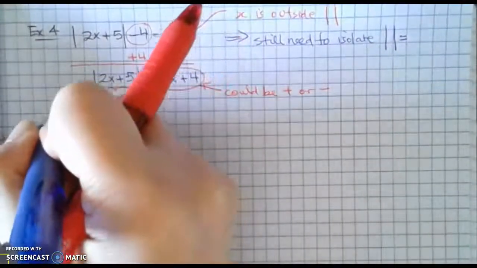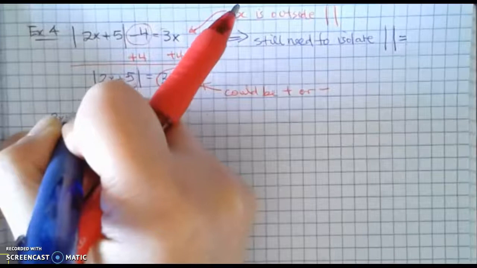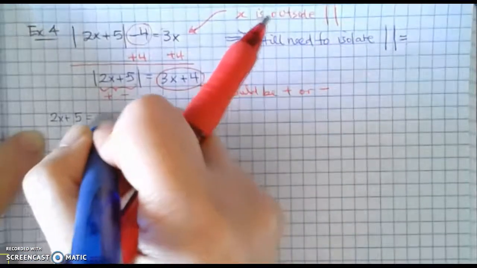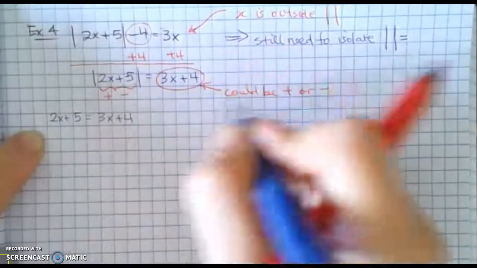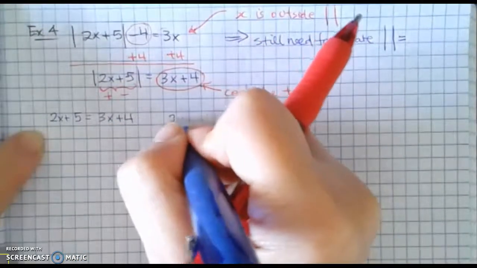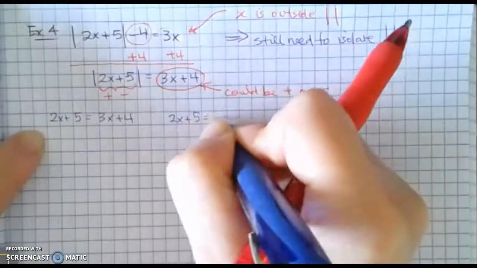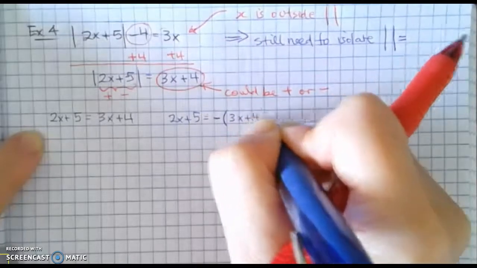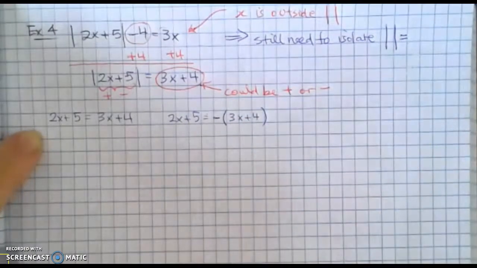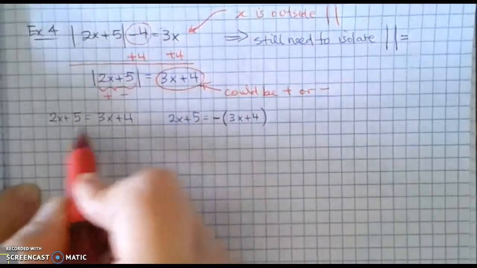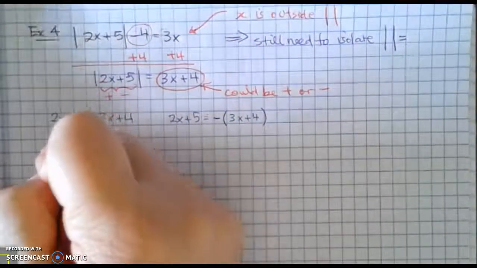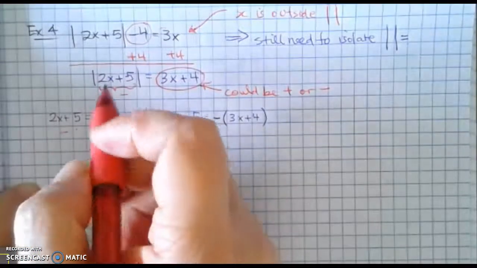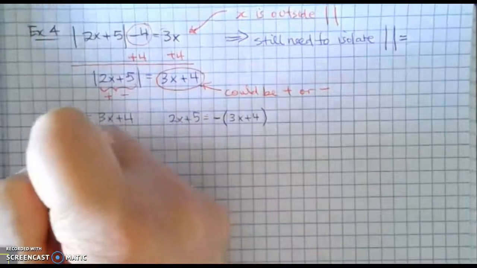So that means 2x plus 5 could be the positive version of this expression 3x plus 4, or it could be the negative version of this expression: 2x plus 5 is equal to the negative version, which means we're going to take a negative of it, 3x plus 4. So you have two equations just like before. Then from here, I see the two variables on either side, so let's deal with the variables first. Let's subtract 2x from both sides.